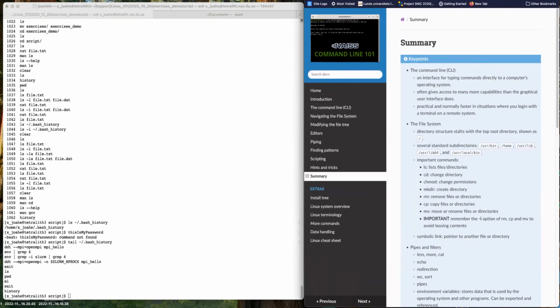So we introduced the command line interface. We have here the most important commands if you want to work on an HPC system offered by NAISS. You essentially have to know these commands: ls, cd, chmod, mkdir.